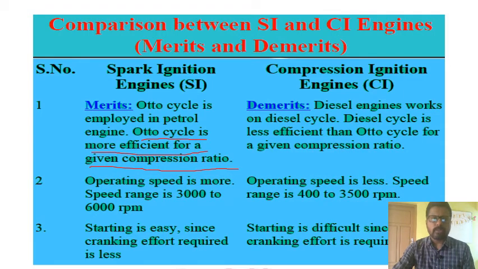Petrol engines work on the Otto cycle. Remember this word. Diesel engines work on the diesel cycle. The diesel cycle is less efficient than the Otto cycle for a given compression ratio. This is very important. For a given compression ratio, it is very important. Operating speed is more. Speed range is 3000 to 6000 rpm.